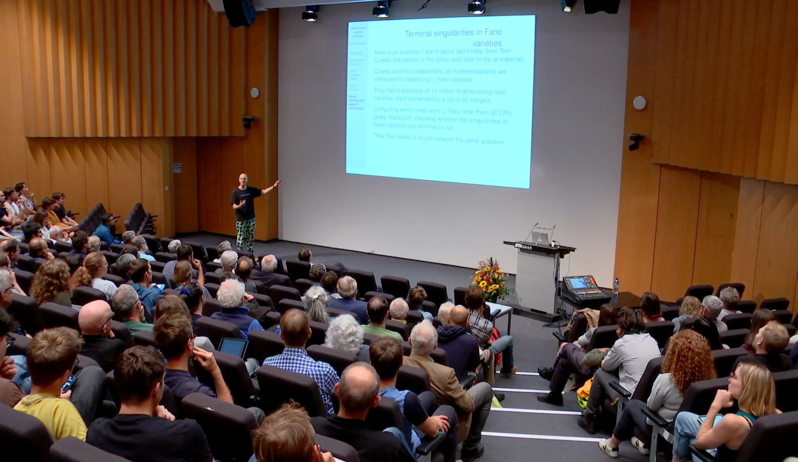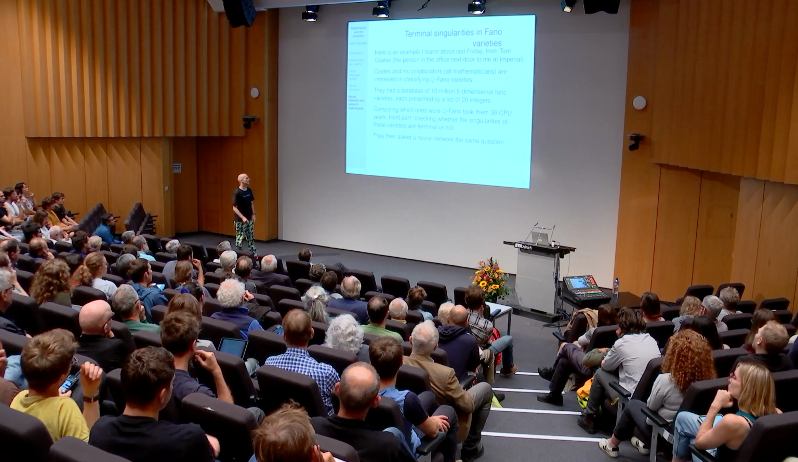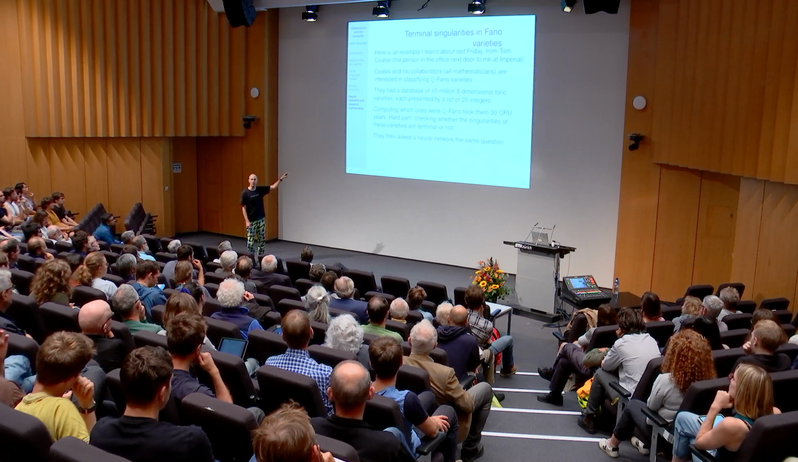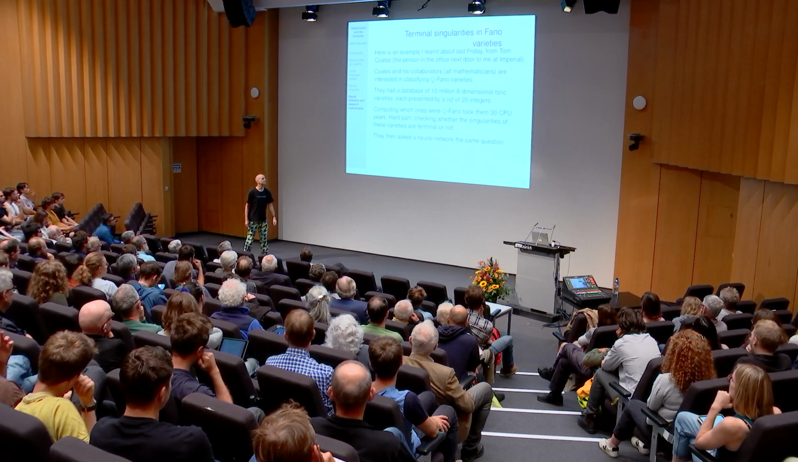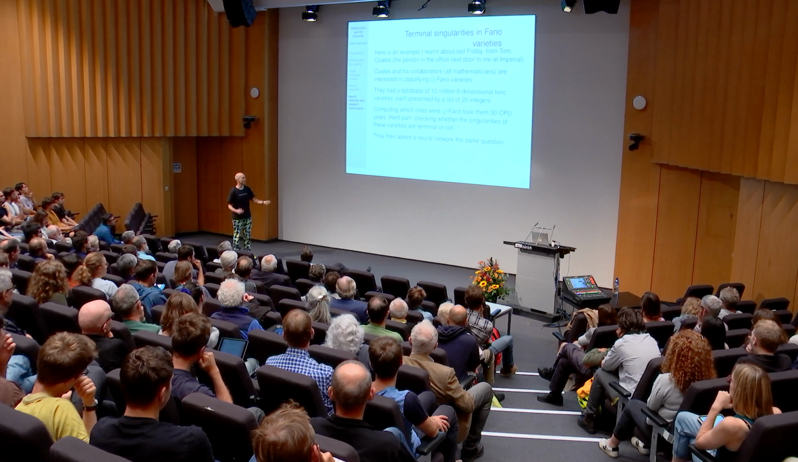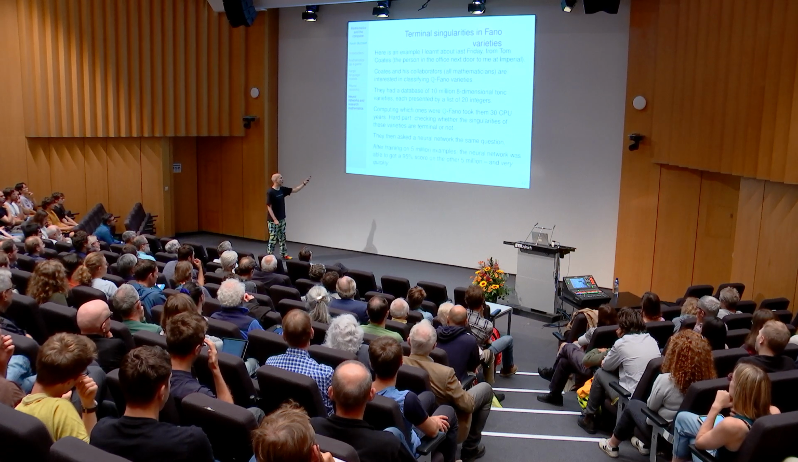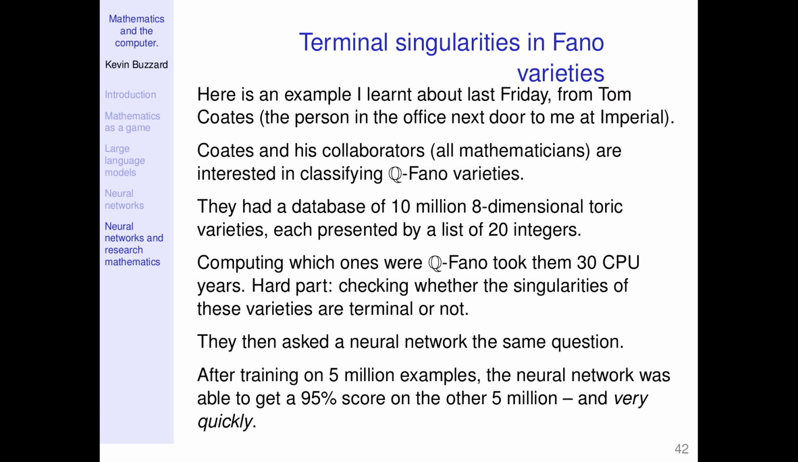I've got 10 million lists of 20 integers, and for each of the 10 million things on that list, I've got a yes/no answer. They asked the neural network the same question, and they trained it on half of the data, 5 million examples, and then they asked it about the other 5 million. These functions run very quickly. They're incomprehensible, but they run very quickly. So you train on 5 million examples, and then you ask it about the other 5 million, and it got 95%. So clearly there's some pattern.